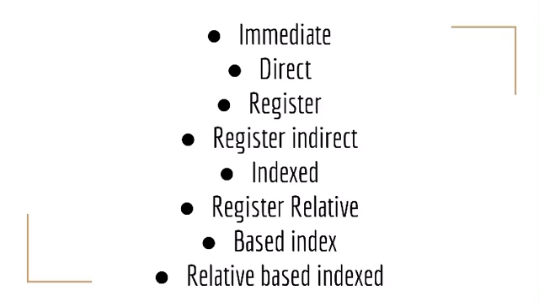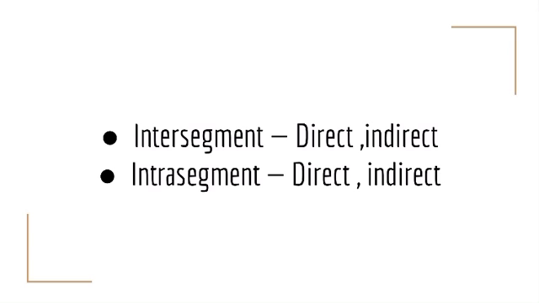Now let us see the addressing modes of control transfer instructions. These are the two types of addressing modes, and each one has a direct and an indirect form. First, the intra-segment direct mode. In this mode, the address to which the control is to be transferred is in the same segment in which the control transfer instruction lies, and appears directly in the instruction as an immediate displacement value.